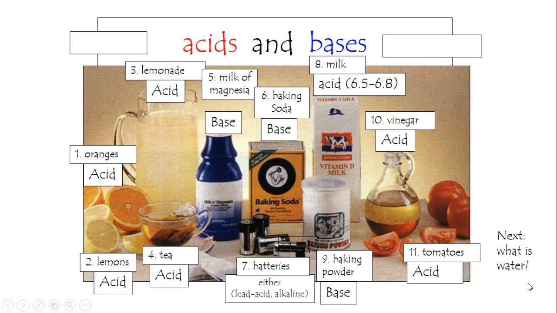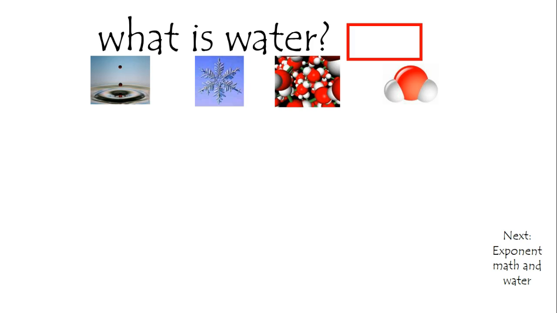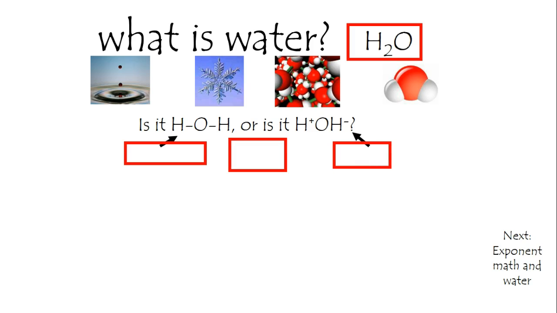This is the question to ask if you're dealing with acids and bases. Acids generally are sour and bitter. Bases are soft or slippery like soap. What is water? Well, you know that it's H2O, fine, but is it purely covalent? Is it HOH like that, or is it ionic? Well, if it was ionic, it would probably taste salty, and it doesn't really taste salty.